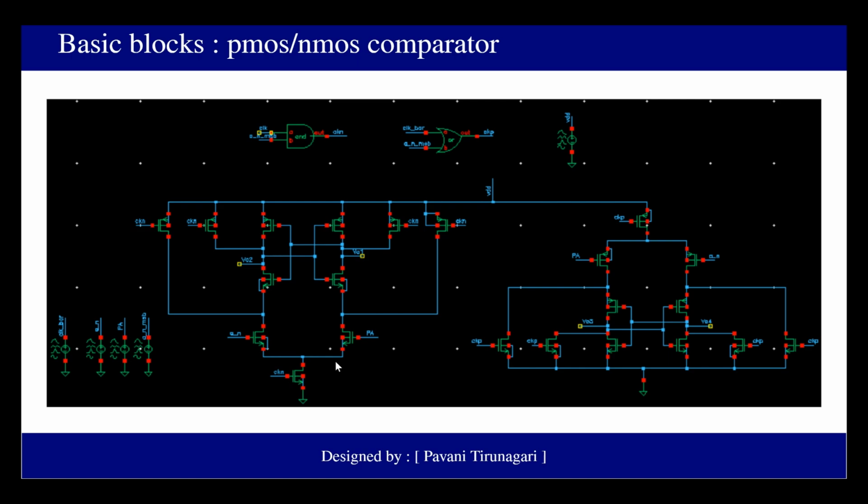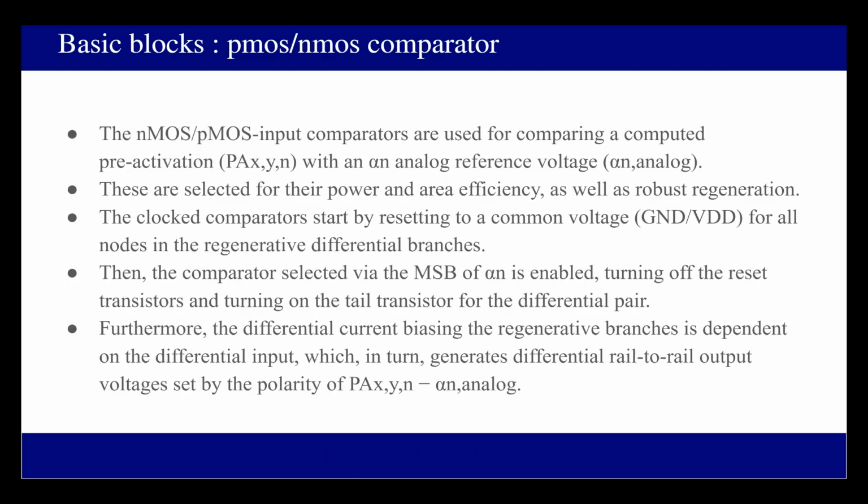So next we have the PMOS NMOS comparator. What this does is basically compares the alpha n value which comes from the DAC and the pre-activation that comes from the MVC array. We have both a PMOS comparator and an NMOS comparator. This is because we need rail-to-rail outputs and robust generation. So the PMOS comparator basically helps us compare the values which are closer to ground, and the NMOS comparator helps us compare the values which are closer to VDD.